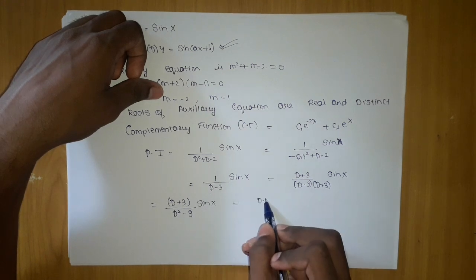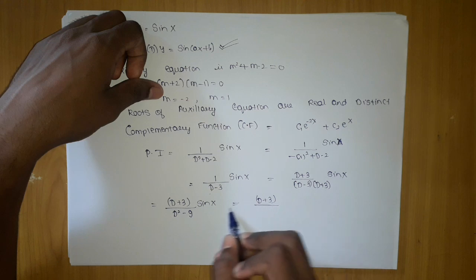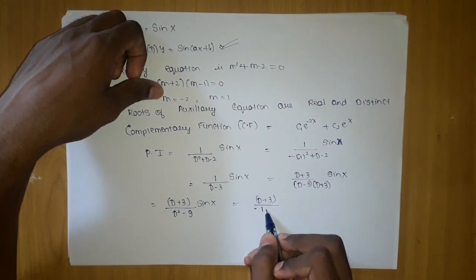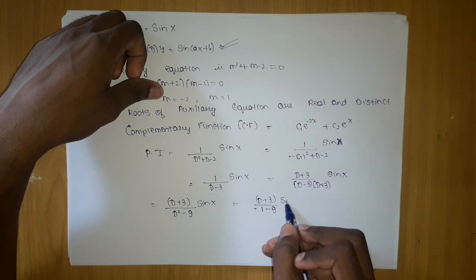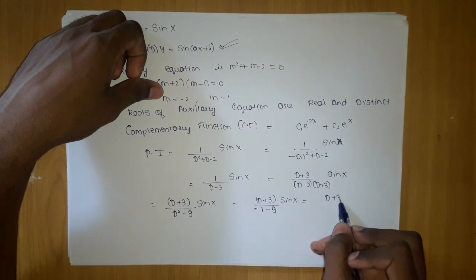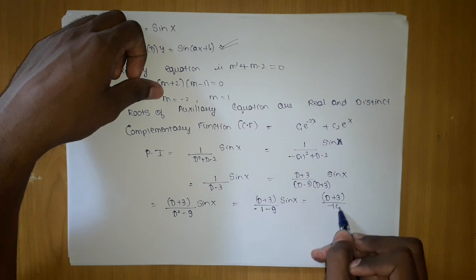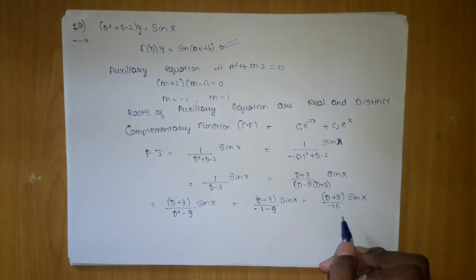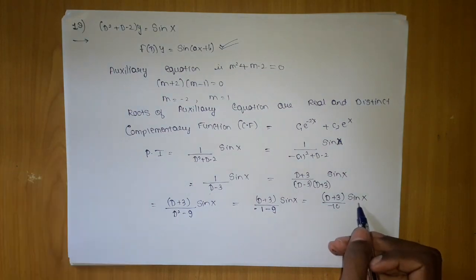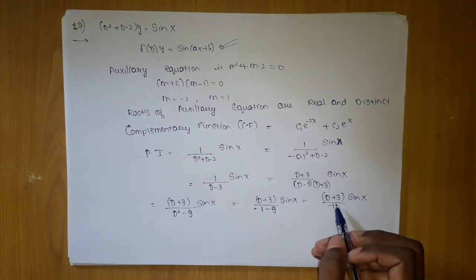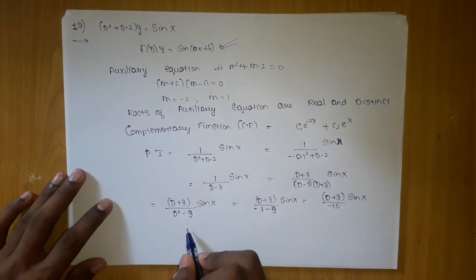After this, d plus 3 into d square, instead of d square you can replace minus 1, minus 9 into sin x. After this what are you going to get? D plus 3 by minus 10 into sin x. So we are getting something like this. Now we are going to multiply this sin x with whatever is present in the numerator. So let's multiply this sin x.